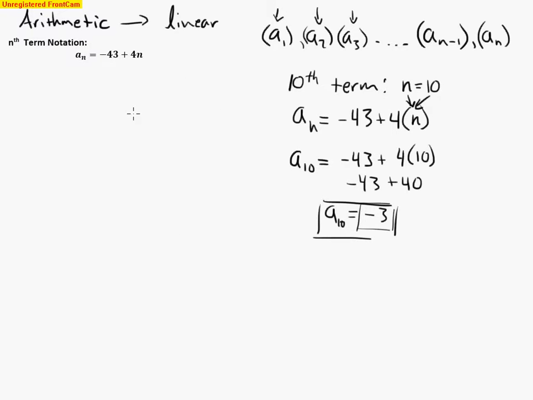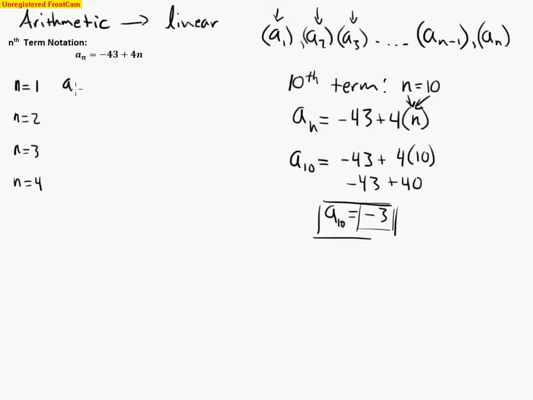It's a little more annoying if I just want to build the sequence, because what I have to do is start off with what term? First term, so n is 1. Then I have to go to n equals 2, then n equals 3, then n equals 4. And this is going to ultimately involve quite a bit of work.